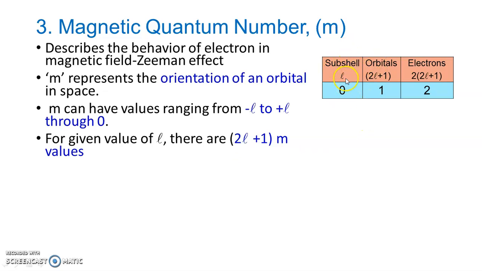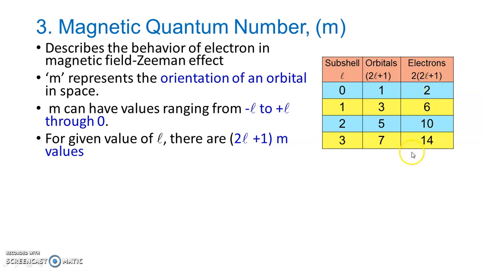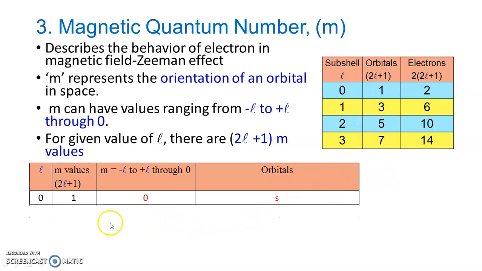So for a subshell, when the value of l is 0, the number of orbitals as per this formula is 1, and the number of electrons is 2. The number of electrons is given by 2 × (2l + 1). Similarly, when l is equal to 1, the number of orbitals is 3 and electrons are 6. When l is equal to 2, possible orbitals are 5 and the number of electrons is 10. If l is equal to 3, orbitals are 7 and the number of electrons is 14.